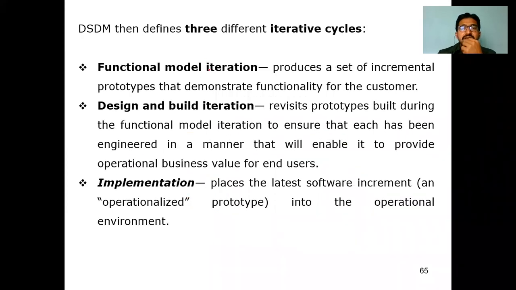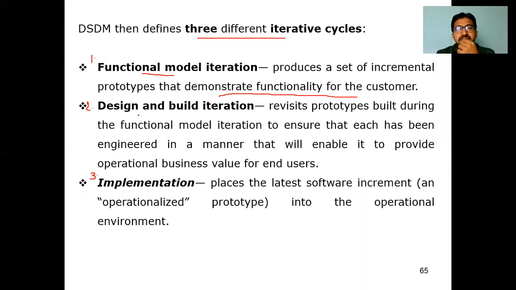Now there are three different iterative cycles in DSDM. The first is the functional model iteration. The second is the design and build iteration. The third is implementation. Now in the functional model iteration, it demonstrates to the customer how the functionality of the project will look. It demonstrates the functionality, how the project will work, how the project will look like. Total functionality will be demonstrated to the customer.